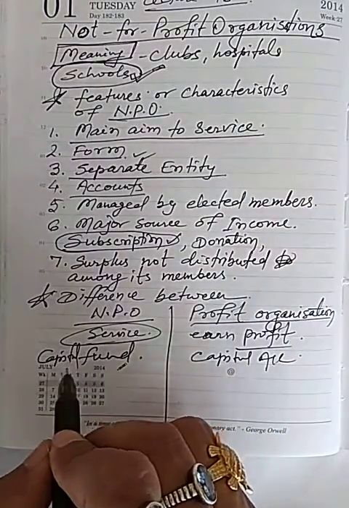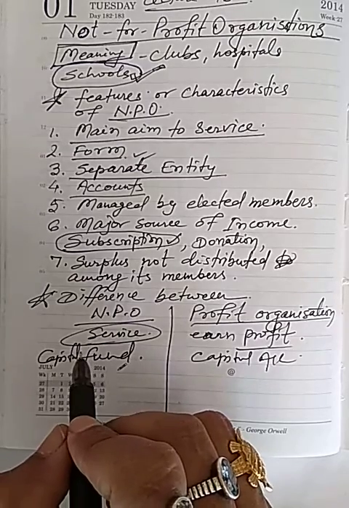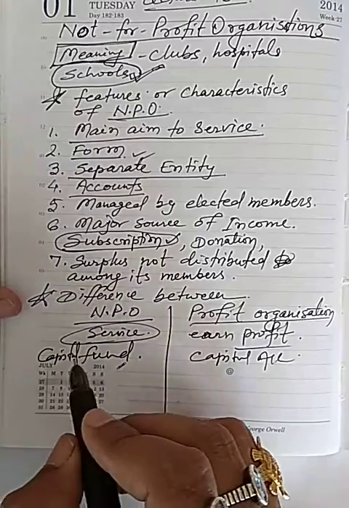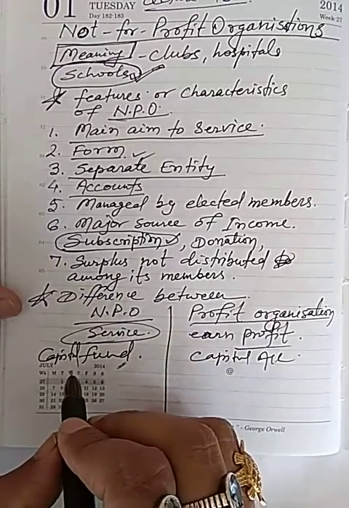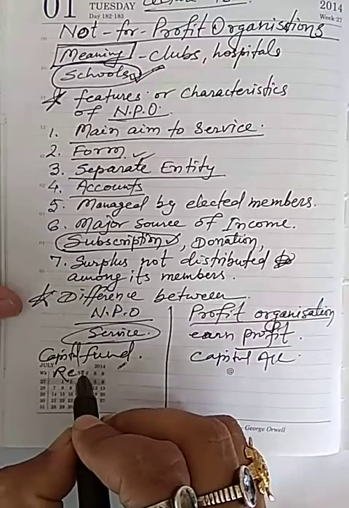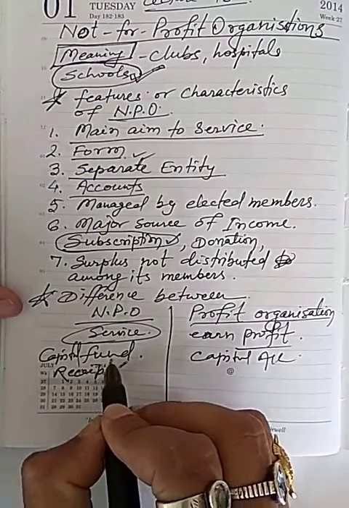In not-for-profit organization, there are 3 accounts prepared. First is receipt and payment account.